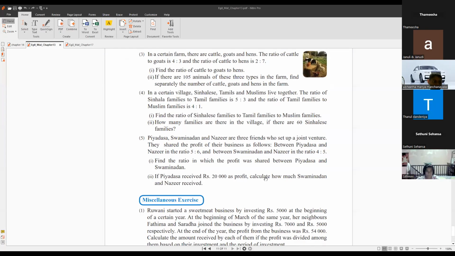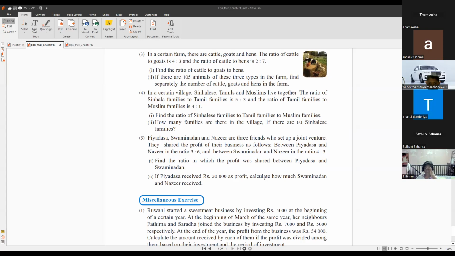In a certain village, Sinhalese, Tamils, and Muslims live together. The ratio of the Sinhala families to Tamil families is 5:3. And the ratio of Tamil families to Muslim families is 4:1. 1. Find the ratio of Sinhalese families to Tamil families to Muslim families. So that means the equivalent ratios. 2. How many families are there in the village if there are 60 Sinhalese families?